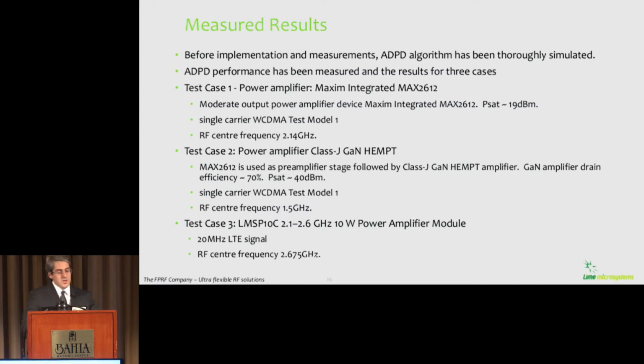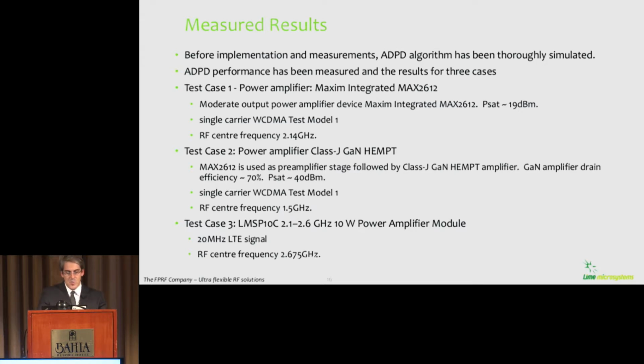For test case 1, we used single carrier WCDMA test model 1 with RF center frequency 2.14 GHz. For test case 2, we used a little bit stronger amplifier, a class J GaN HEMT amplifier with saturated power 40 dBm with drain efficiency of 70%. And for that case, we also use single carrier WCDMA test model 1 as input signal. RF center frequency is set to 1.5 GHz.